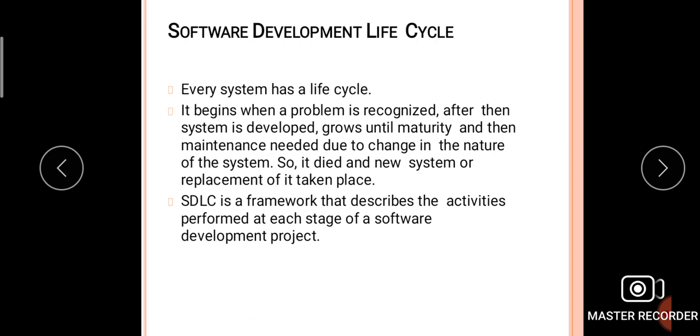So every system has a life cycle. In real time, for example, people, systems, and the development process all have a life cycle. So every system has a life cycle. It begins when a problem is recognized, after that the system is developed, grows until maturity, and then maintenance is needed due to changes in the nature of the system, so it dies and a new system or replacement of it takes place. So SDLC is a framework that describes the activities performed at each stage of a software development project.